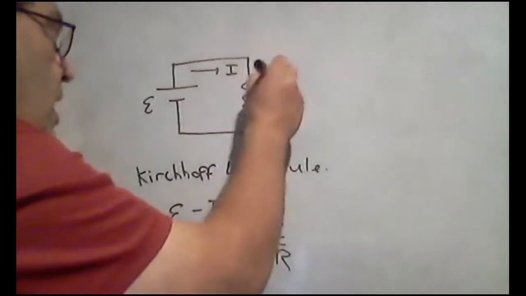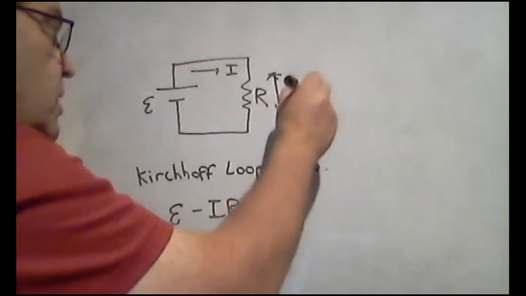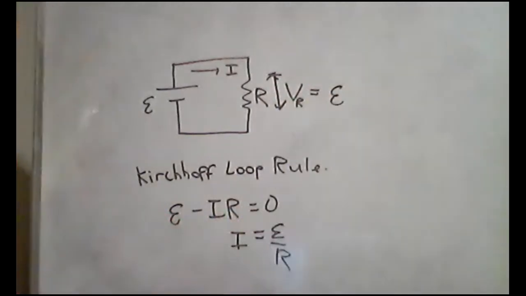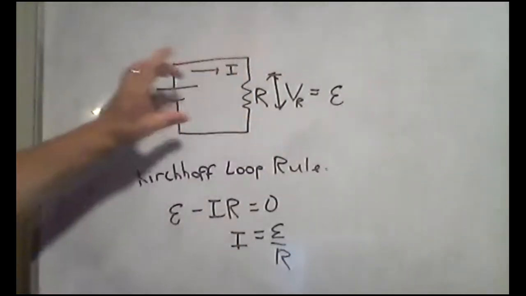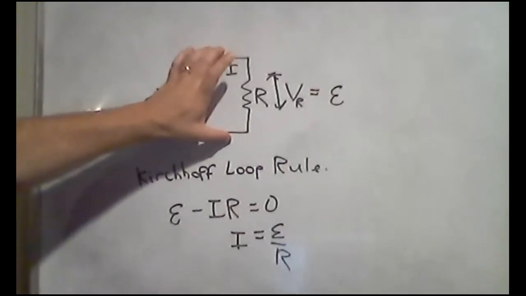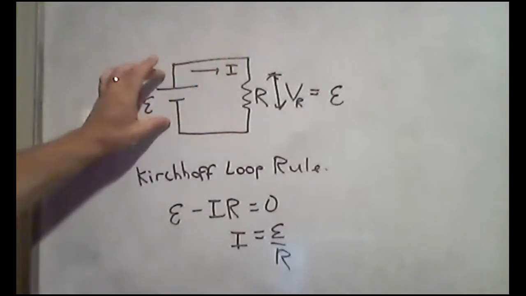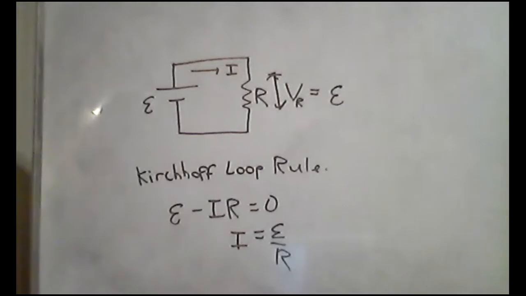And what is the voltage across here? Voltage across the resistance is the same as epsilon. No matter what, Kirchhoff's loop rule guarantees that voltage, because I only have one resistor here, that voltage is the same across these two equipotentials as it is here. So irrespective of what the value of the resistance is, the voltage across it will not change.